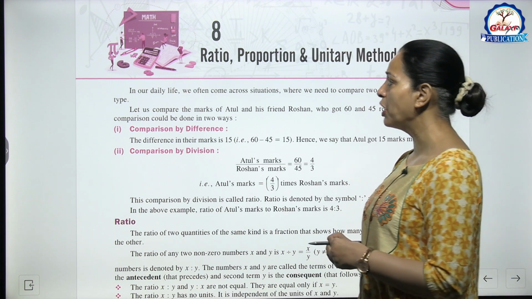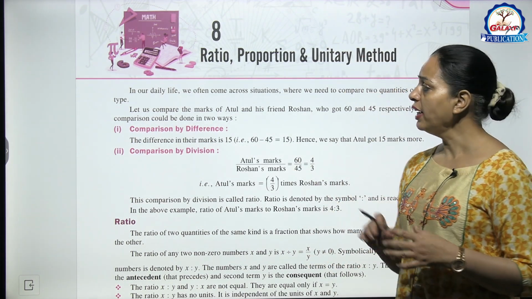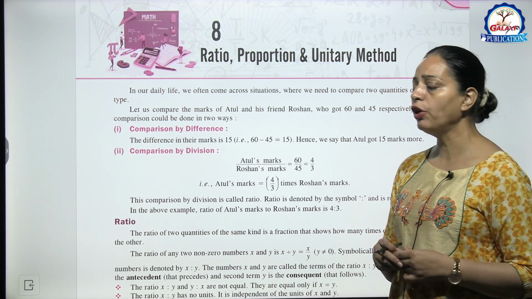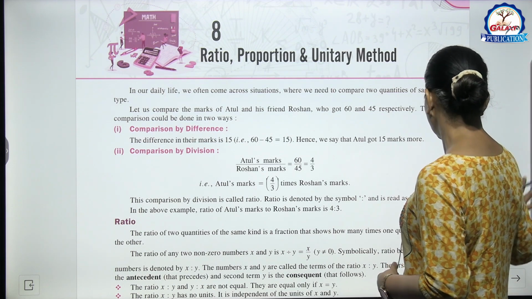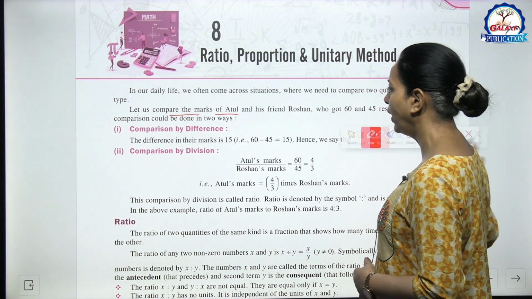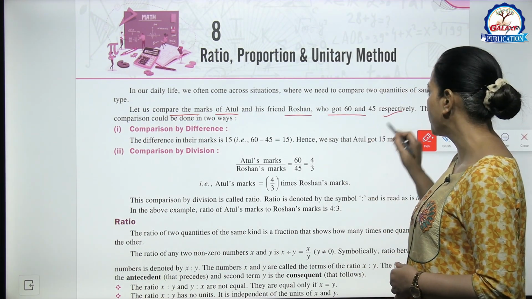Now we are starting chapter 8, Ratio, Proportion and Unitary Method. In our daily life, we often come across situations where we need to compare two quantities of the same type. Let us compare the marks of Atul and his friend Roshan, who got 60 and 45 respectively.